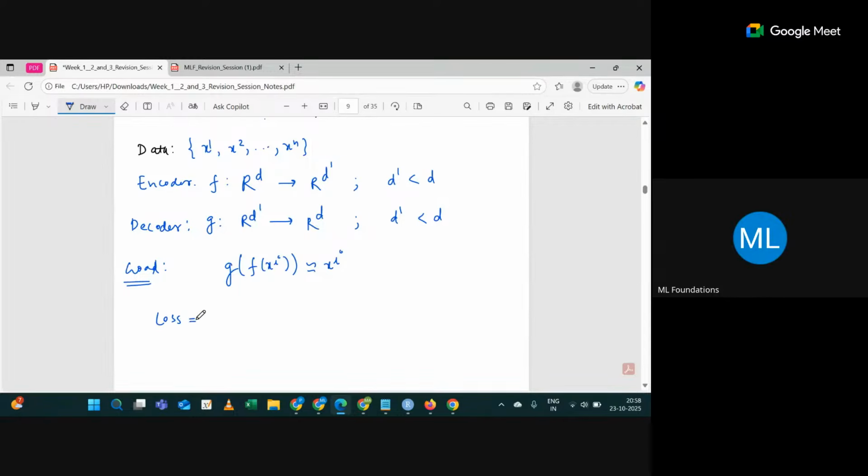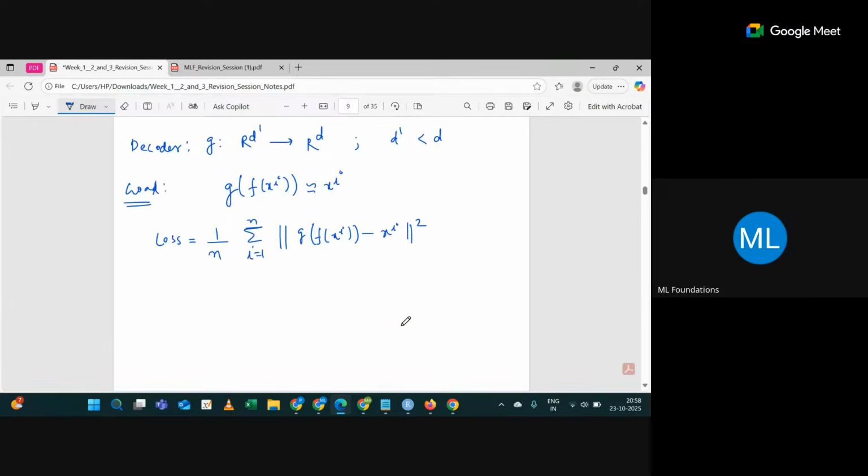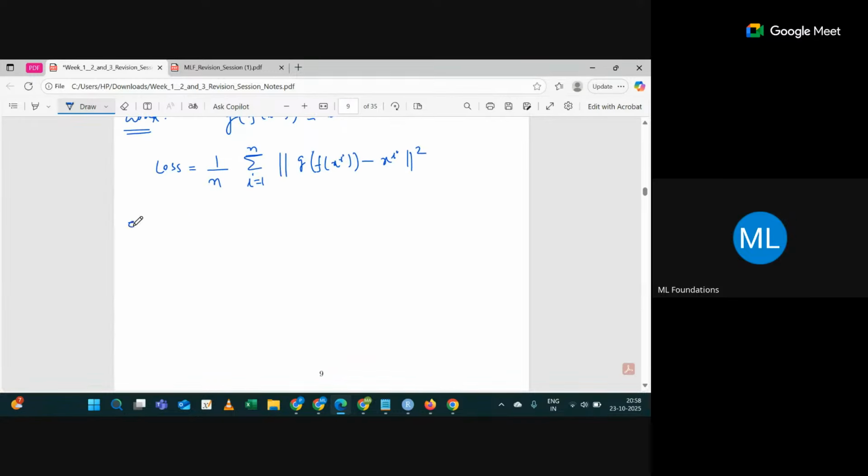How will you explain the loss? The average loss will be 1 upon n times the summation from i equal to 1 to n of the norm of g of f of xi minus xi, and this is the norm squared. So this is the way you calculate things in dimensionality reduction. Let's do one simple example and then move ahead.